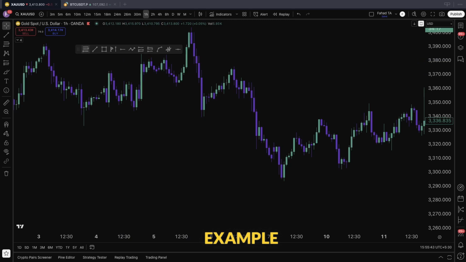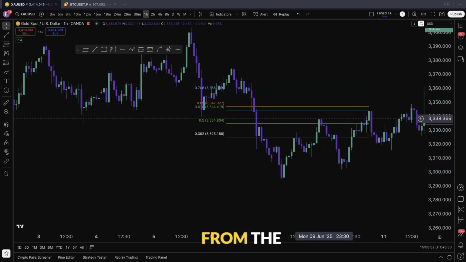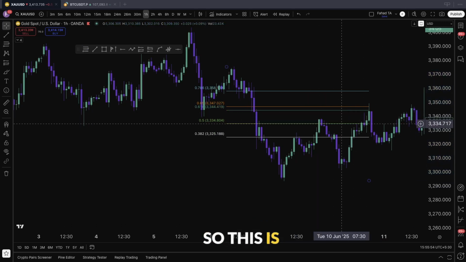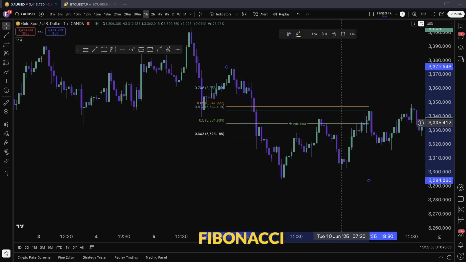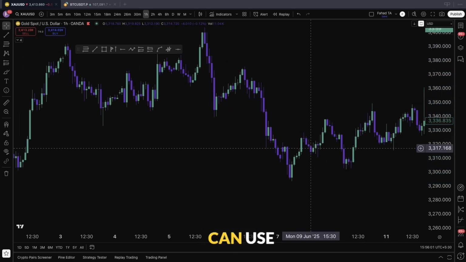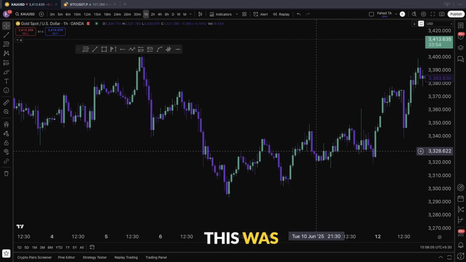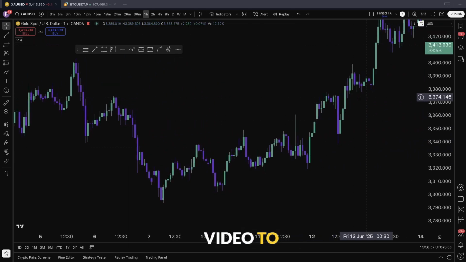Again, let's see another example. Here if we mark Fibonacci from the previous high till the current low, you can see the market exactly reversed from the 0.5 level. So this is how you want to be using your Fibonacci tool. All right, so these were a few examples of how you can use Fibonacci. I've shared my personal Fibonacci settings as well. This was supposed to be an introduction video to Fibonacci.